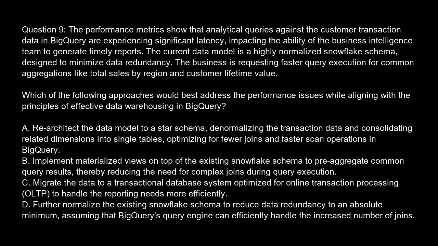in BigQuery? Option A. Re-architect the data model to a star schema, denormalizing the transaction data and consolidating related dimensions into single tables, optimizing for fewer joins and faster scan operations in BigQuery. Option B. Implement materialized views on top of the existing Snowflake schema to pre-aggregate common query results, thereby reducing the need for complex joins during query execution. Option C. Migrate the data to a transactional database system optimized for online transaction processing, to handle the reporting needs more efficiently. Option D. Further normalize the existing Snowflake schema to reduce data redundancy to an absolute minimum, assuming that BigQuery's query engine can efficiently handle the increased number of joins.